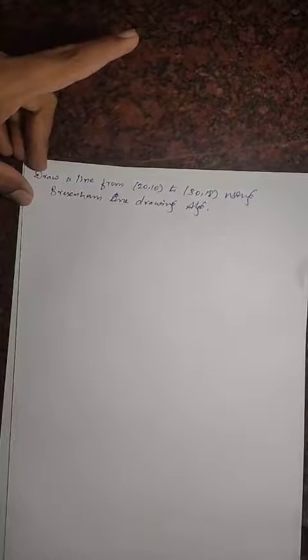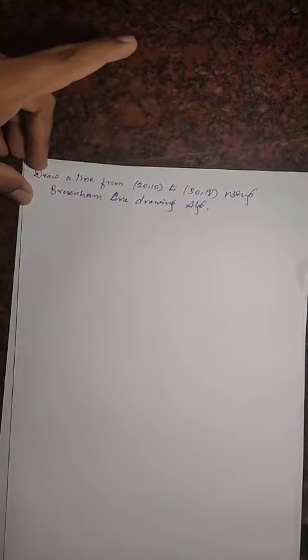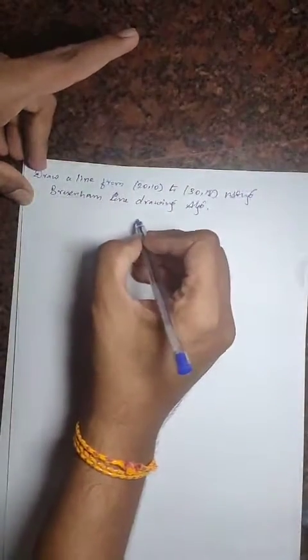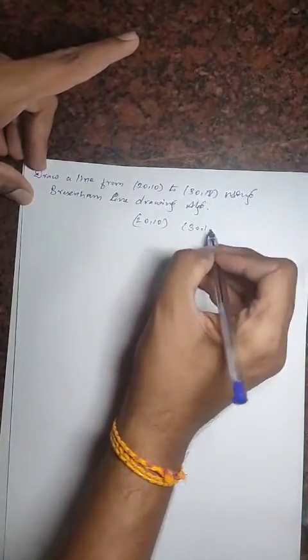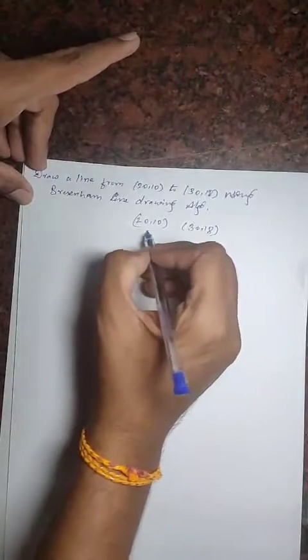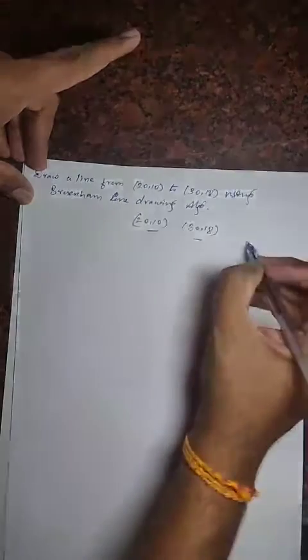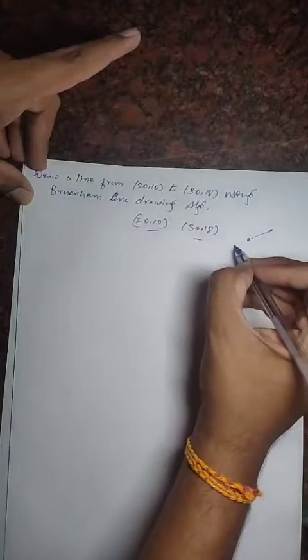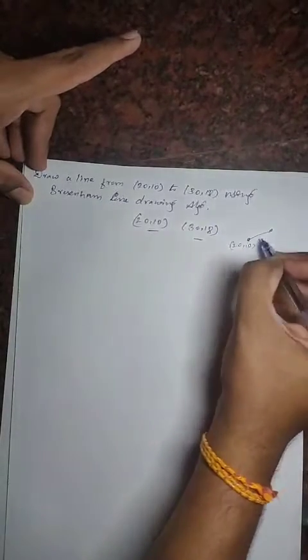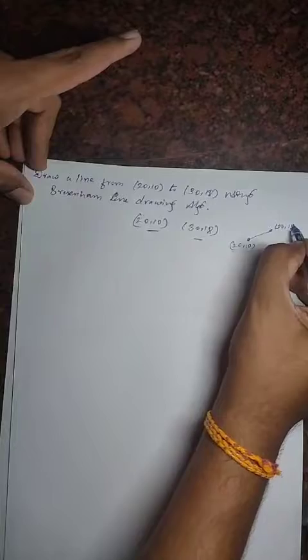Let me dive into the problem solving. The starting point is 20, 10 and the ending point is 30, 18. So this is the starting point and this is the ending point. Let's assume that this is my line. Starting point is 20, 10 and ending point is 30, 18.